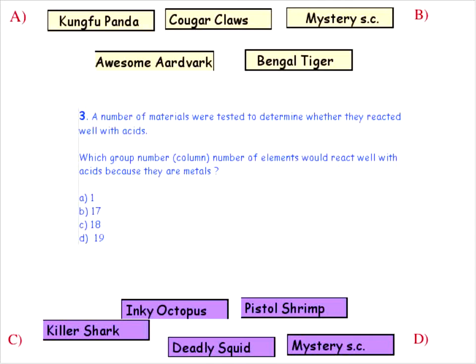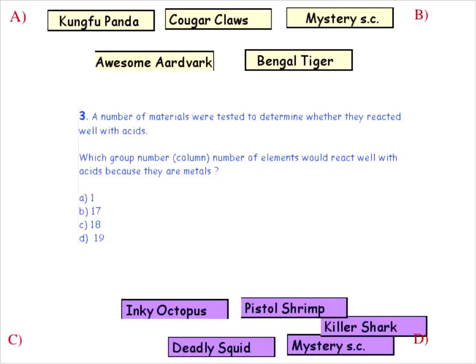Okay, so guys, what do you think about this question? Which group number of elements would react well with acids because they are metals? You think it's group number 1, 17, 18, or 19? And please remember to give it the old check mark this time. Think about on what side of the periodic table metals are found. Are they found on the left side or the right side?